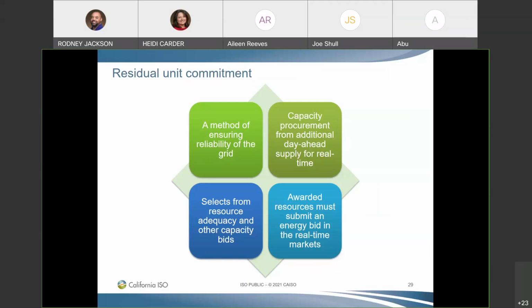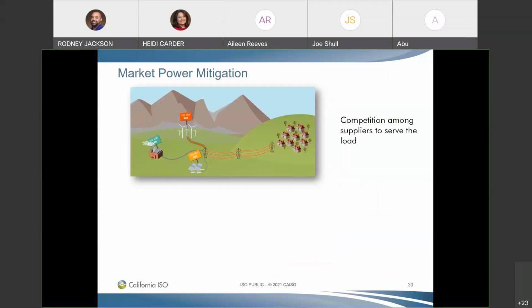But we also said that we have to make sure that it's a fair, competitive price, and we said we did that with market power mitigation. So another important step that we need to talk about is this market power mitigation. Now, when there are multiple resources available to serve in an area, prices are pretty competitive, but if there's only one resource available, that price may not be very competitive. And this would be known as market power.